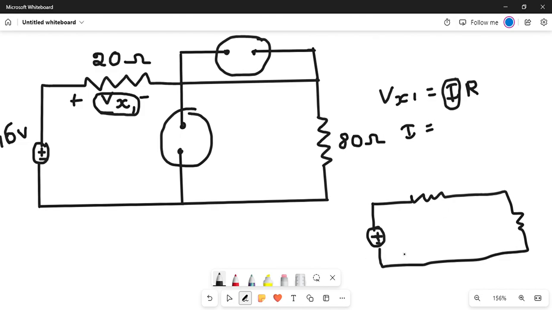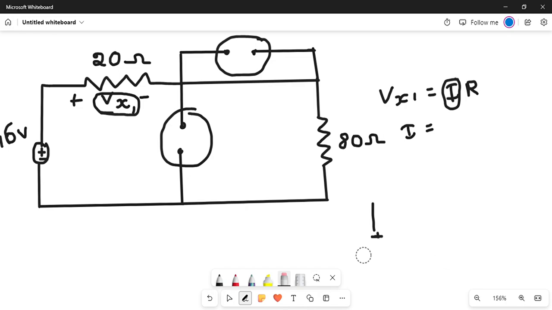So that is why I can easily apply I is equal to V by R. If I apply I is equal to V by R, what is my V? My V is 16, divided by how much? 20 plus 80 or 80 plus 20.